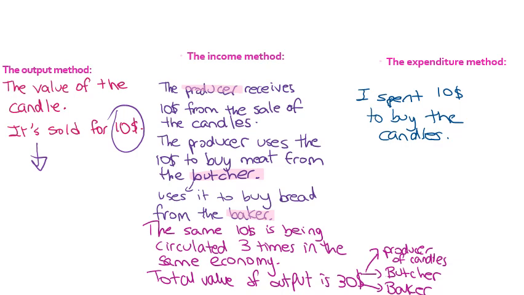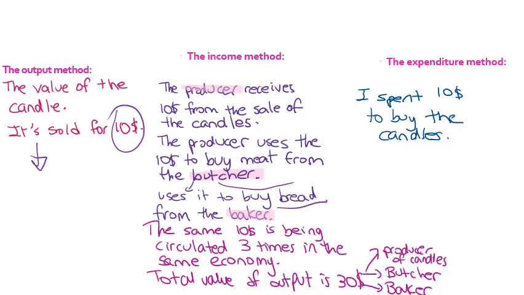So here also, when I'm talking about the income method, the producer, as we saw before, received the $10 from the sale of the candles. So the producer of what? The producer of candlesticks, when he sold his candle to the butcher, he received $10. Also, the producer of the candles uses the $10 to buy meat from the butcher. He uses it to buy bread from the baker.